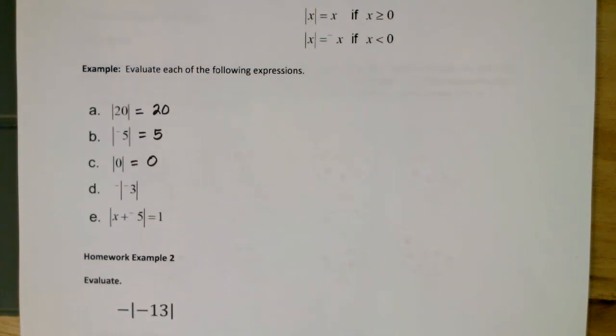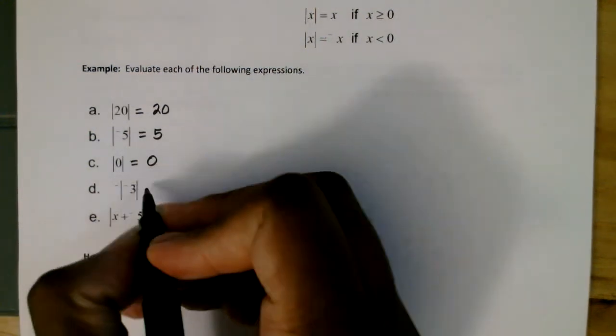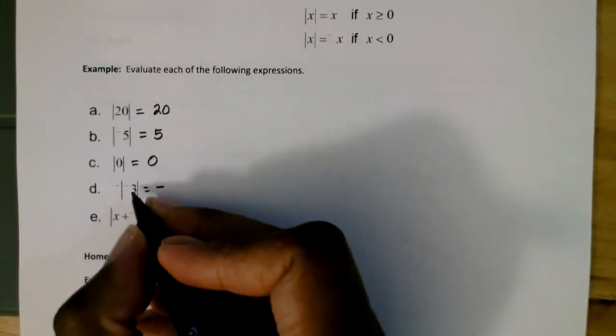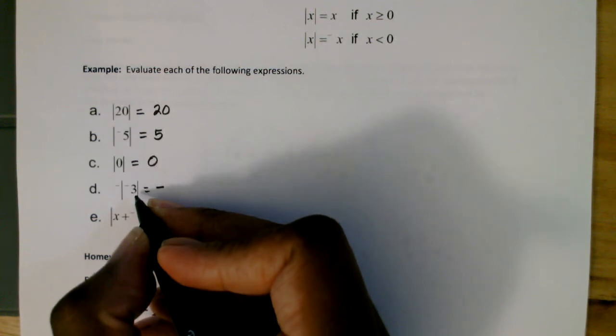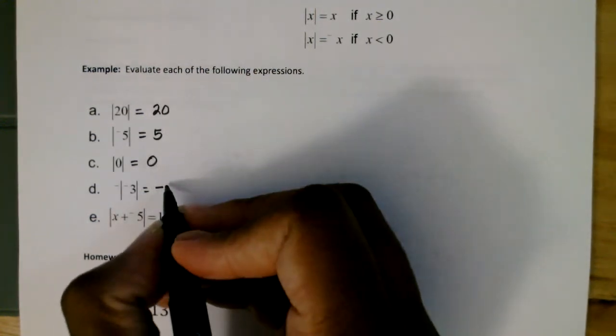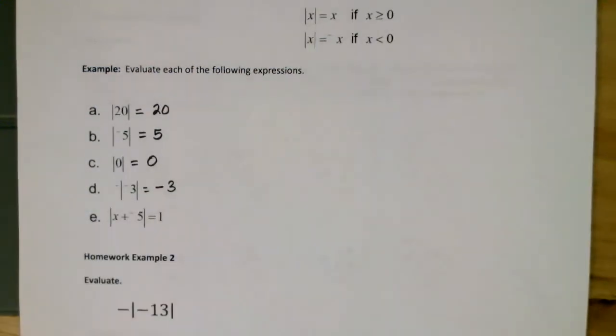Then the negative of the absolute value of negative 3. Well, let's bring over this negative sign that's on the outside. Take the absolute value of negative 3. That's 3 units to the left of 0. So the absolute value of negative 3 would be 3. And then you got that negative in front. So your final answer there will be negative 3 when you simplify it.